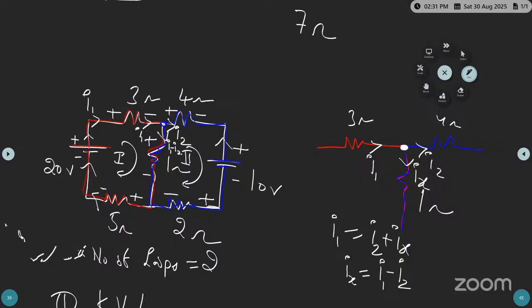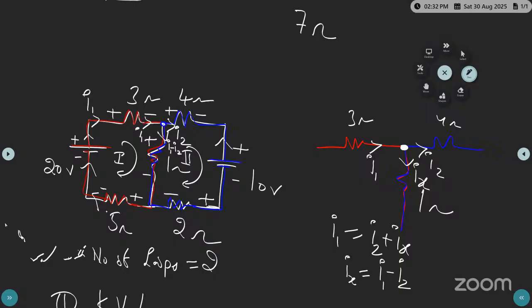How much current is flowing in the 1 ohm resistor? I1 minus I2. Now you tell me what is the current in 4 ohm? I2. In 10 volts? I2. In 2 ohm? I2. In 5 ohm? I1. In 20 ohm? I1. In 3 ohm? I1. In 1 ohm? I1 minus I2.